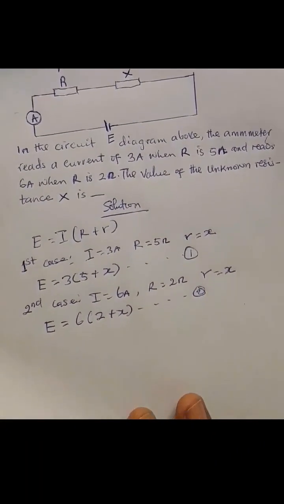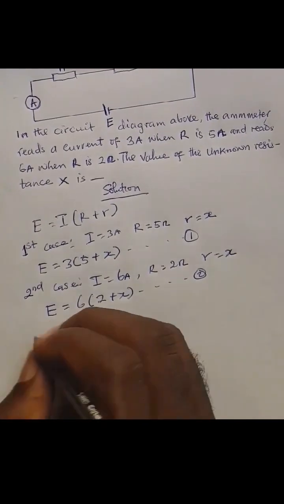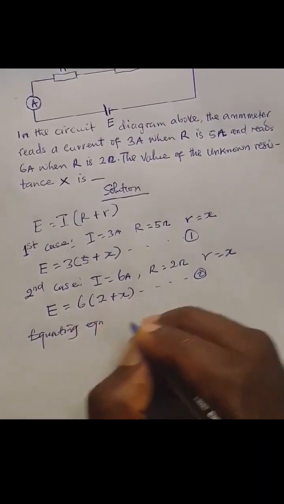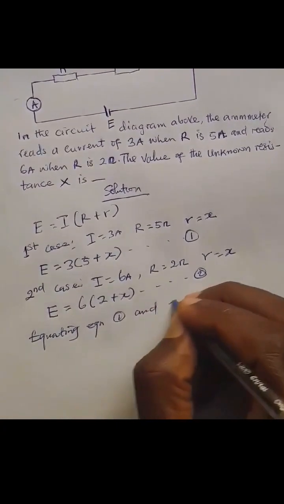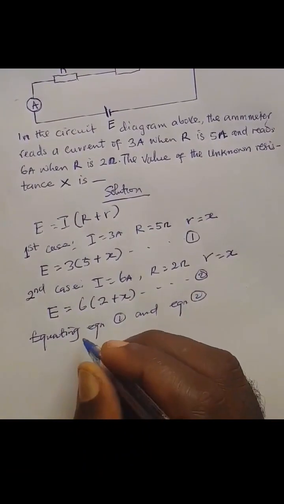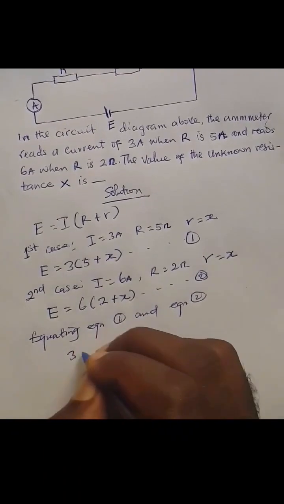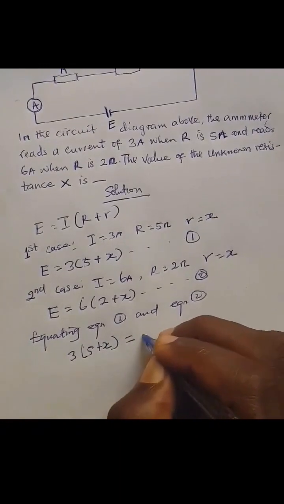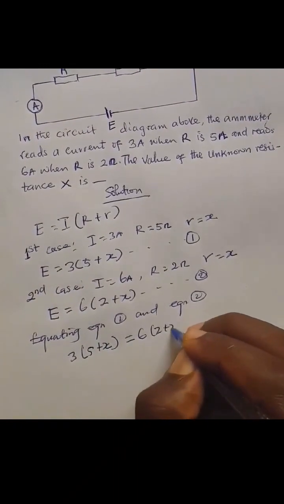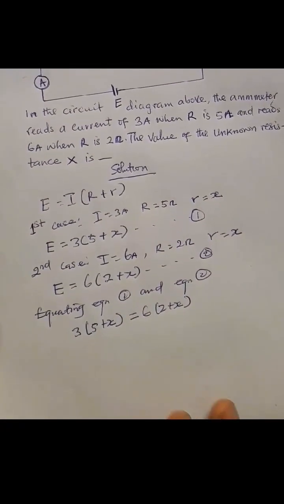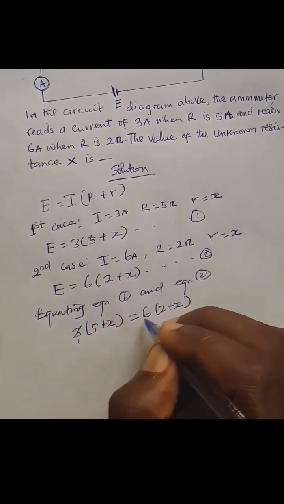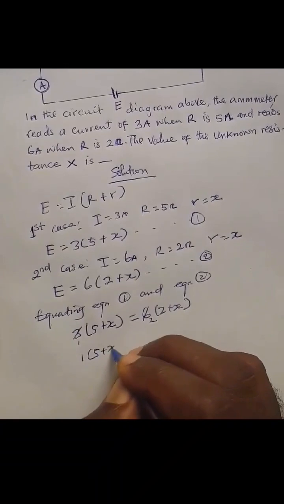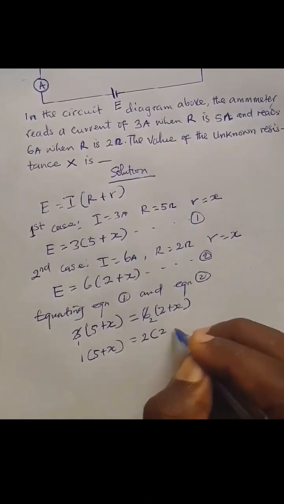Now by equating equation 1 and equation 2, we obtain this. Now we open this. We have 3 into 5 plus X equal to 6 into 2 plus X. This is what we arrive at. Now we quickly reduce this. 3 here is 1, 3 here is 2. So we have 1 into 5 plus X equal to 2 into 2 plus X.